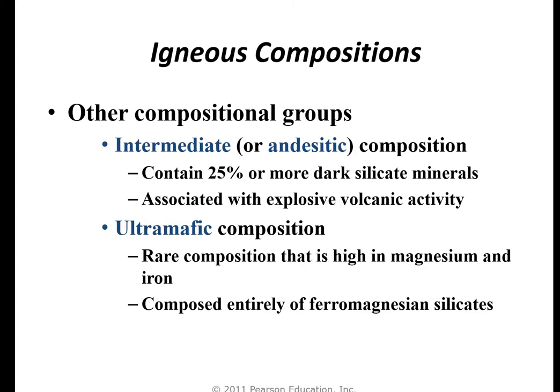Other compositional groups include intermediate or andesitic composition. These contain 25% or more dark silicate minerals, and they are associated with explosive volcanic activity. Ultramafic composition is a rare composition that is high in magnesium and iron and is composed entirely of ferromagnesian silicates.